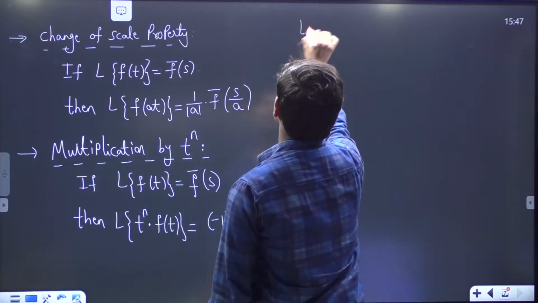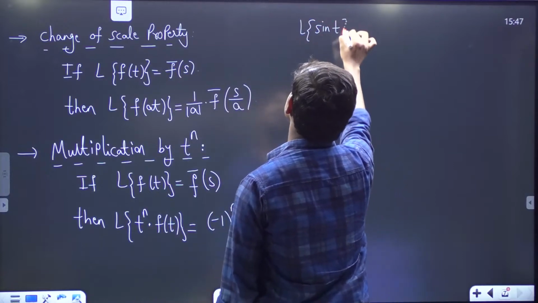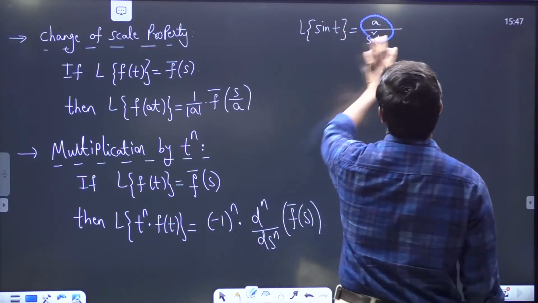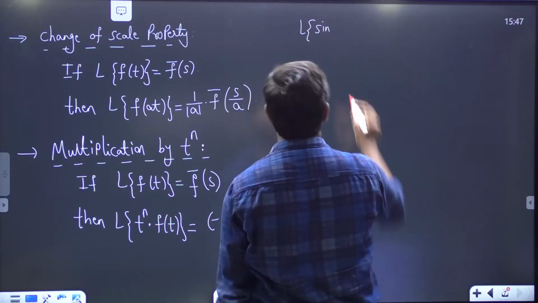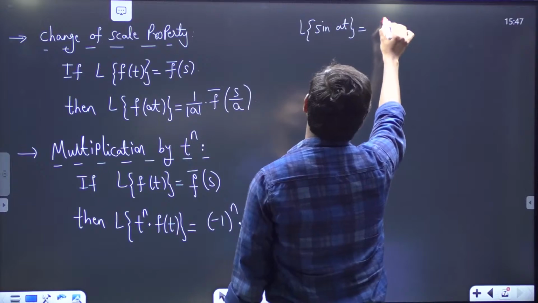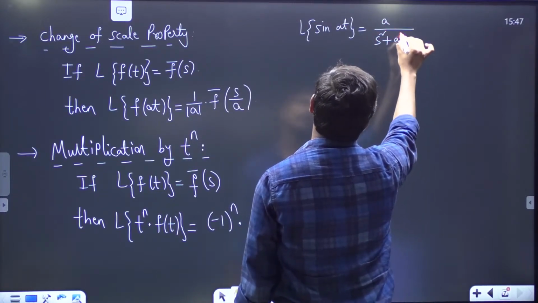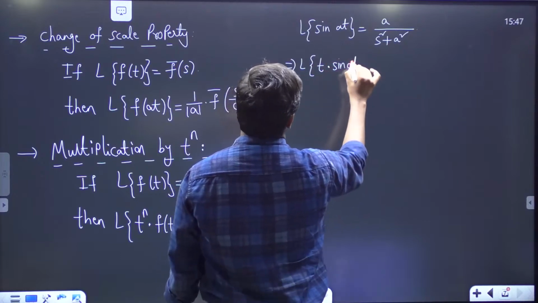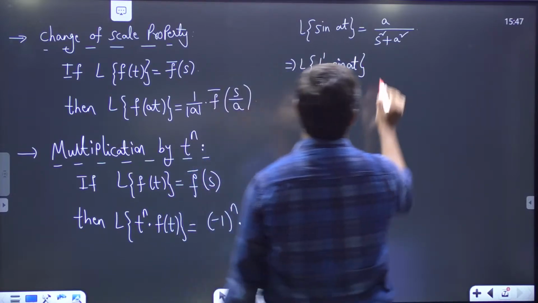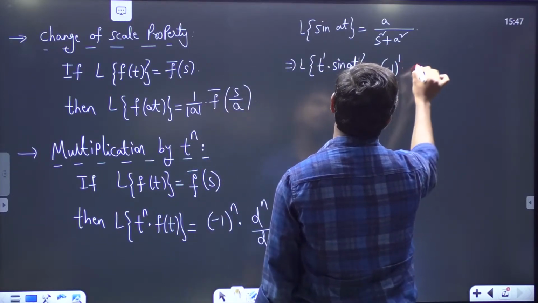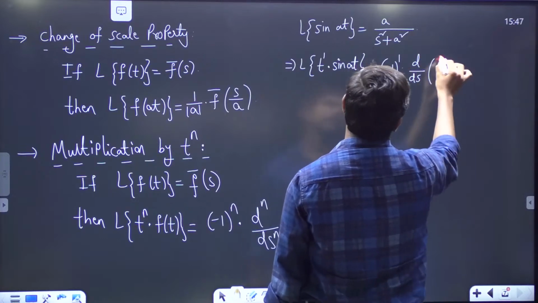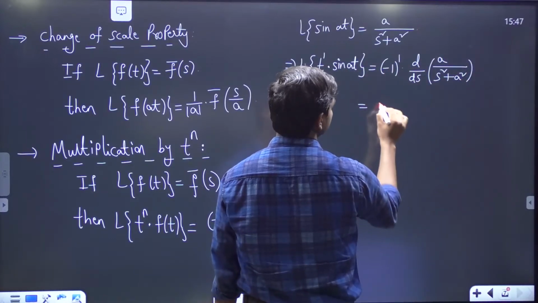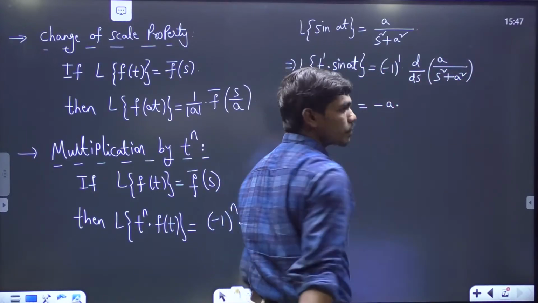For example, Laplace of sin at, let me write sin at, is equal to a by s square plus a square. So if you want Laplace of t into sin at, then we have one multiplication of t here, so n value is 1. So -1 whole power 1 into d by ds of a by s square plus a square. A is a constant, so if you bring it out, minus a into d by ds of 1 by s square plus a square.